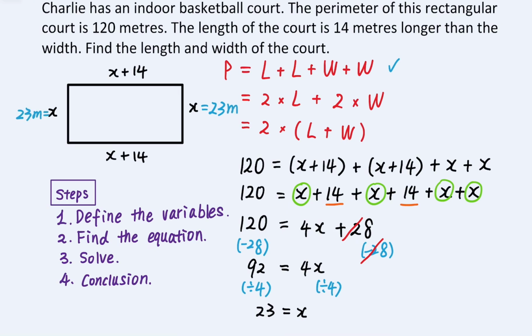Since the length is 14 meters longer than the width, the length is 23 plus 14, which is 37 meters. So now I can conclude the question by saying that the length is equal to 37 meters and the width is equal to 23 meters.